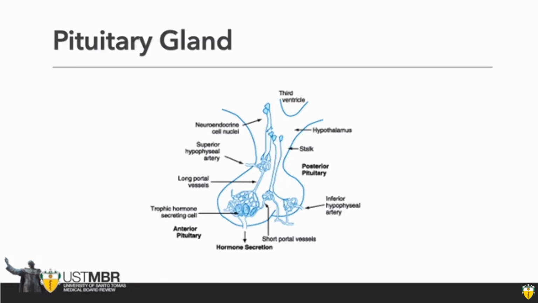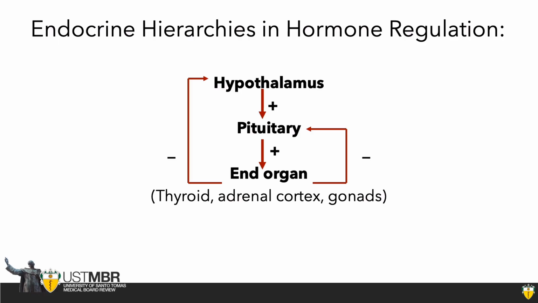The posterior pituitary has two hormones, and the difference is the anterior pituitary hormones are actually produced by the anterior pituitary gland. Posterior pituitary hormones are not. They are produced higher up in the paraventricular nuclei and supraoptic nuclei above in the hypothalamus and just passed down via long axons and stored in the posterior pituitary.